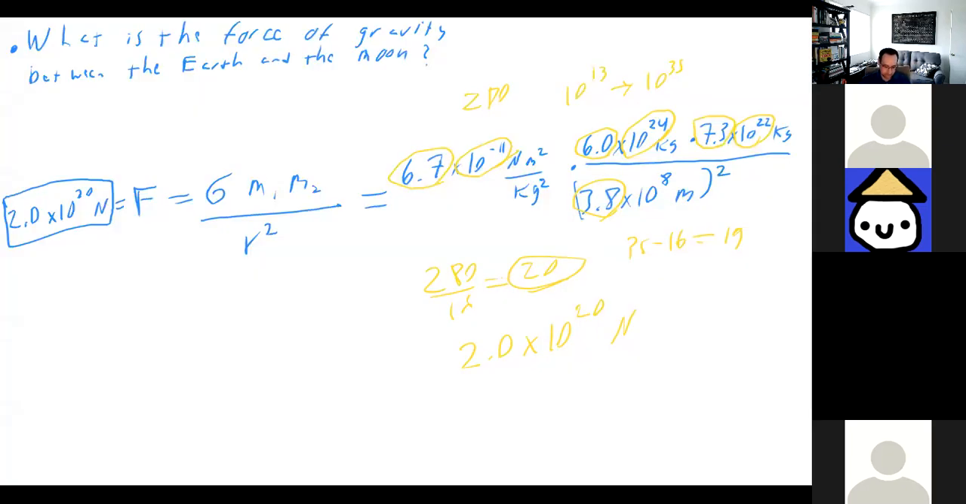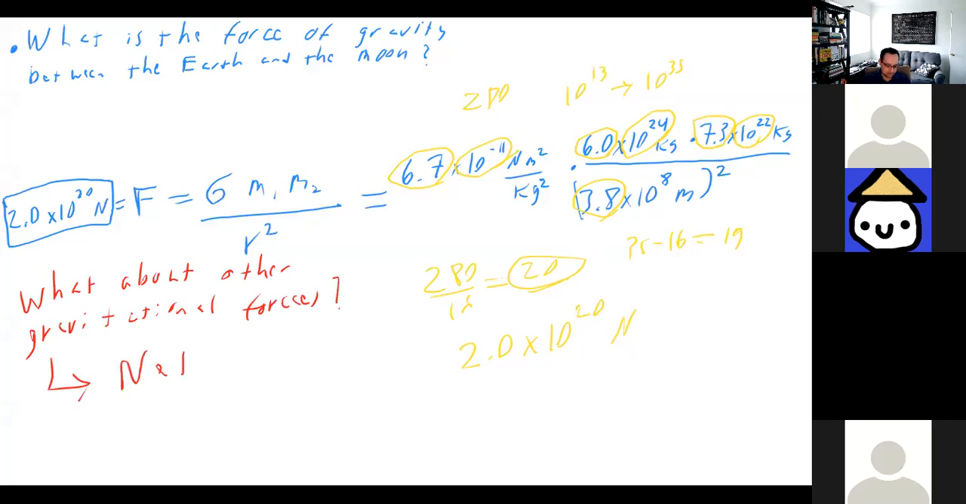Last bit. Okay, last bit. So what about other gravitational forces? Okay, we will discuss those next time. Okay, next time. So that's all for today.